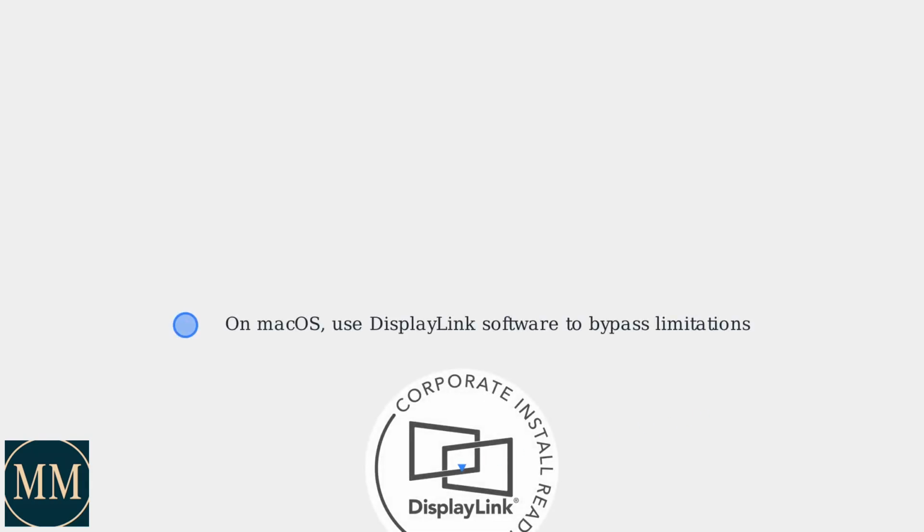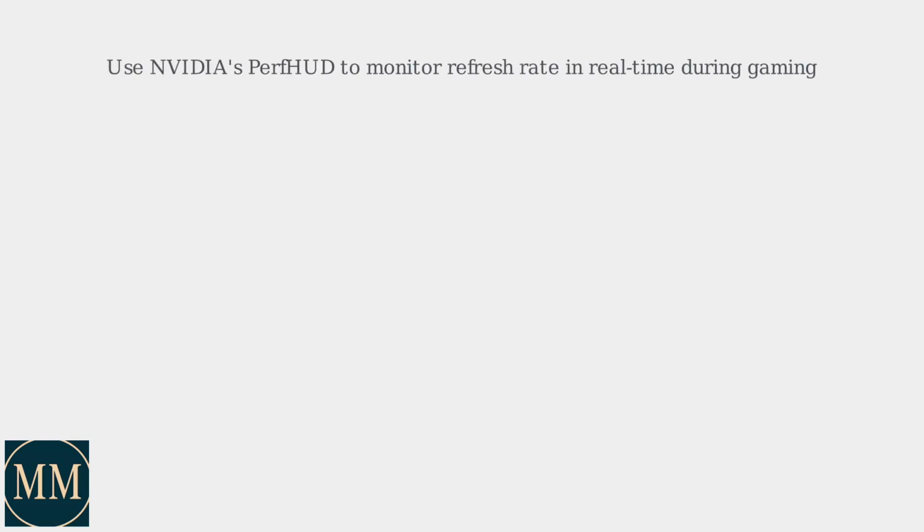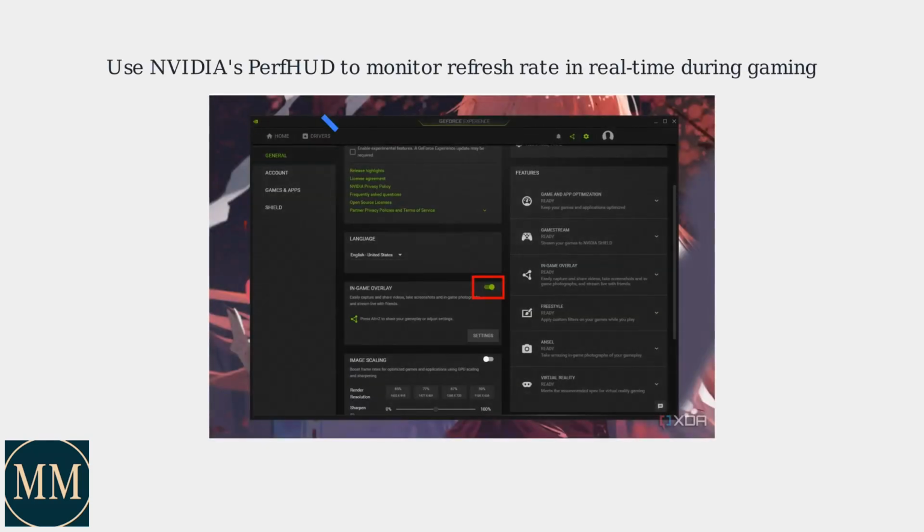On macOS, consider using DisplayLink software to overcome the operating system's limitations on refresh rate changes. For Linux systems, you may need to manually configure Xorg or Wayland settings using commands like xrandr to set the appropriate refresh rate.